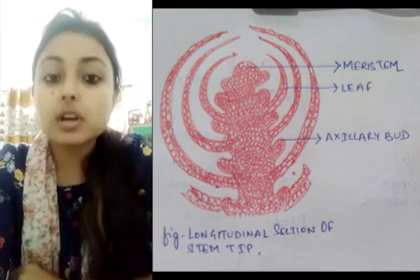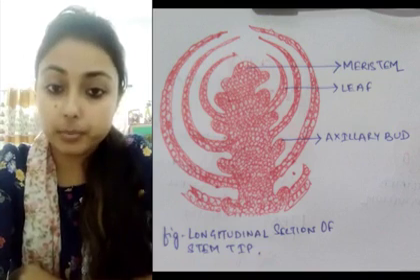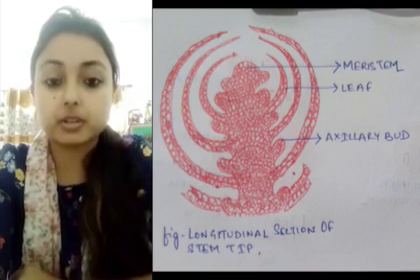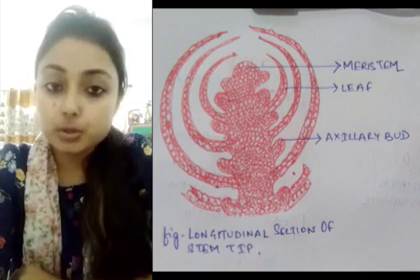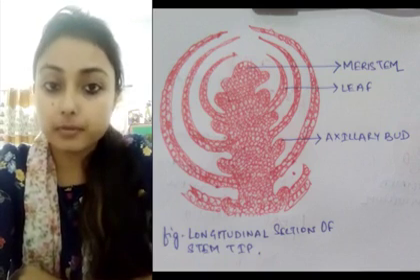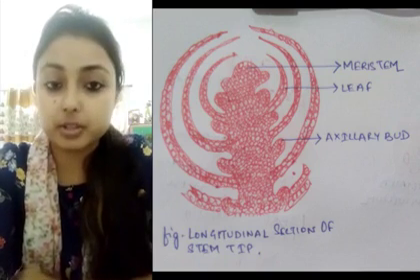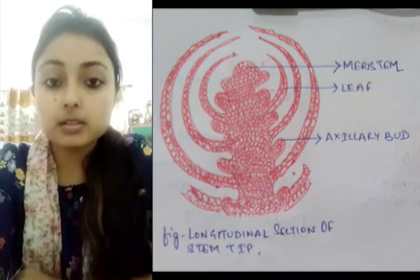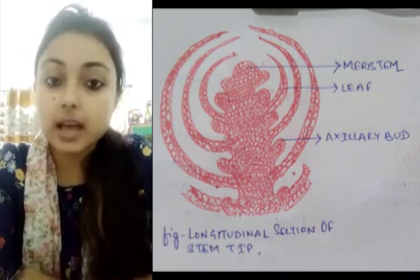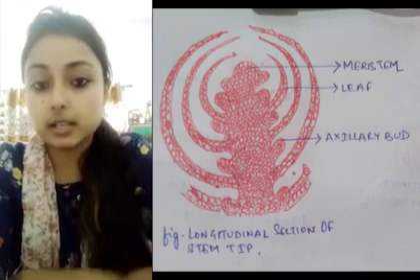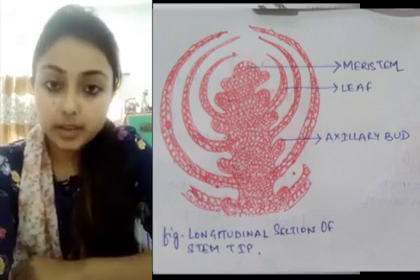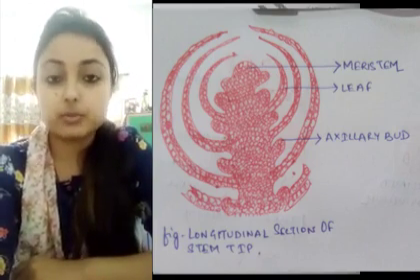So, tissues are a group of cells performing similar kinds of functions. I repeat, tissues are a group of cells performing similar kinds of functions. In today's class, we will learn about plant and animal tissues in detail. Now let us learn about the plant tissue.